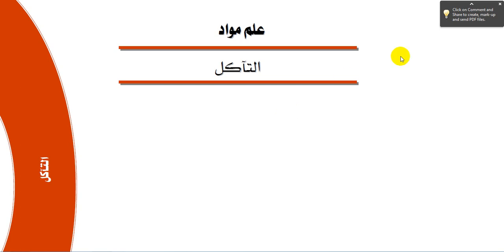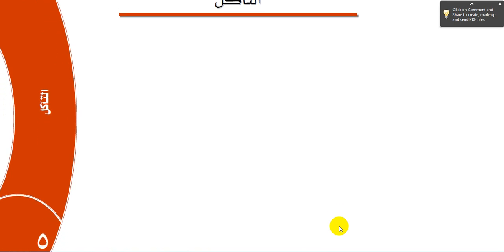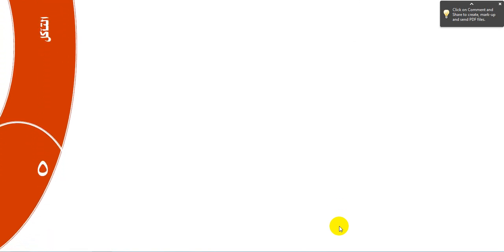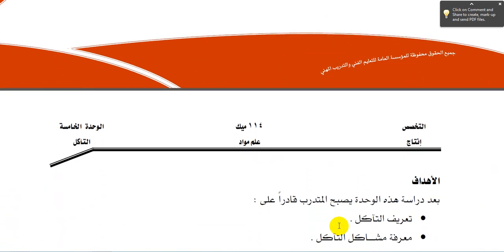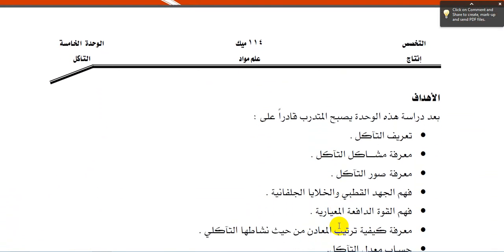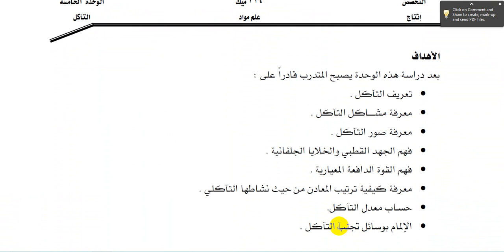So here, as you can see in front of you, materials science related to corrosion, chapter 4: The Corrosion. The goals, aims, or purposes after studying corrosion. The purposes of studying corrosion are listed as follows.